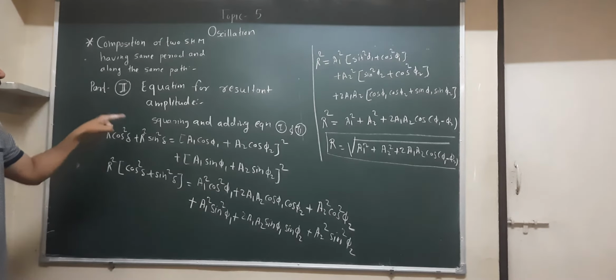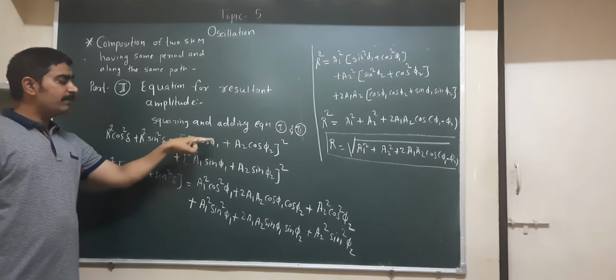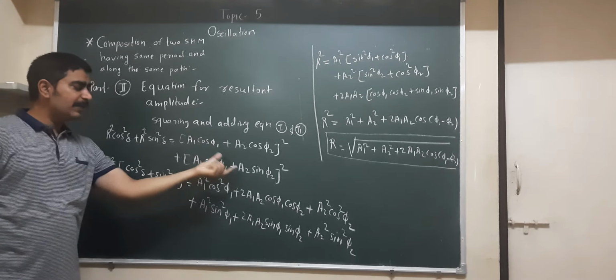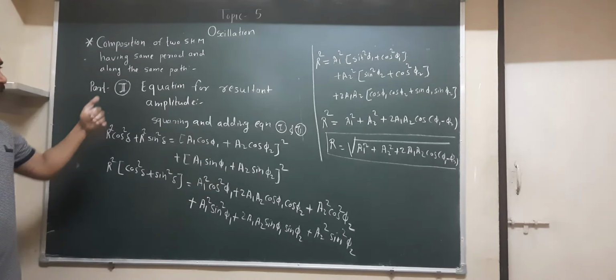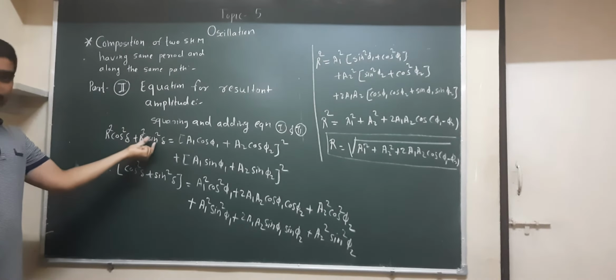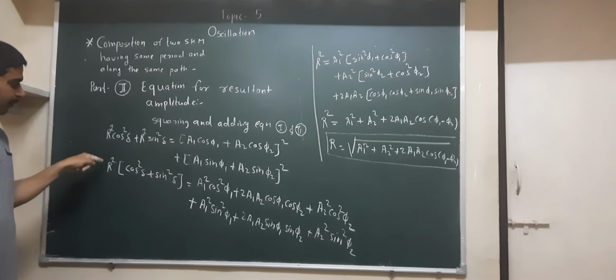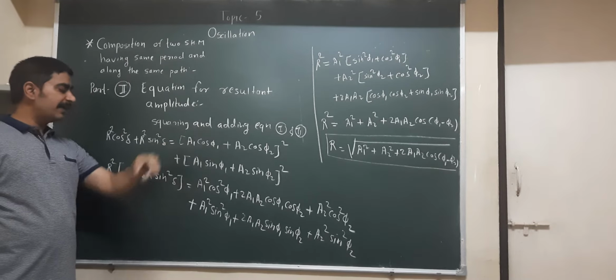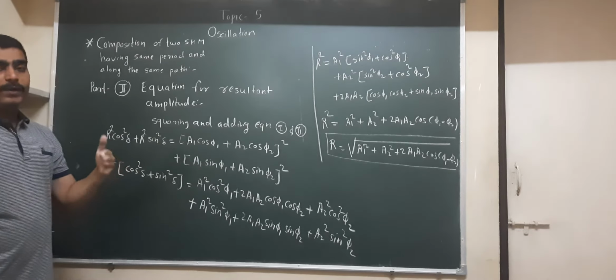We know that equation 1 is a1 cos phi 1 plus a2 cos phi 2, and equation 2 is a1 sin phi 1 plus a2 sin phi 2. As we have squared and added, here we get r square cos square delta plus r square sin square delta. Take r square as common, cos square delta plus sin square delta. So here, (a plus b) whole square is a square plus 2ab plus b square.